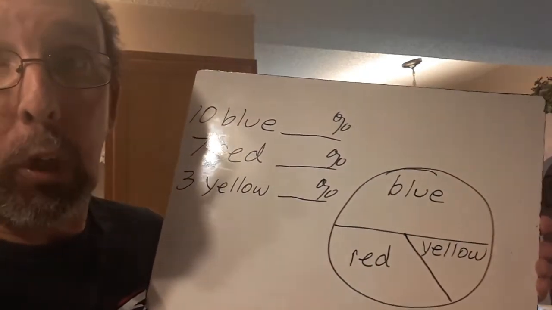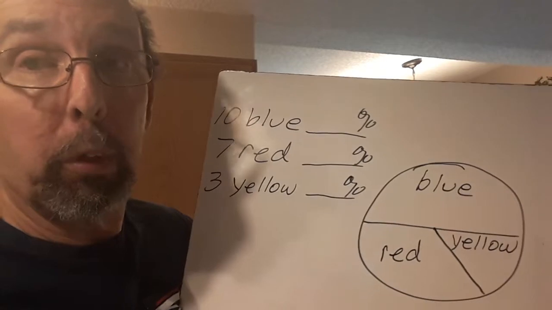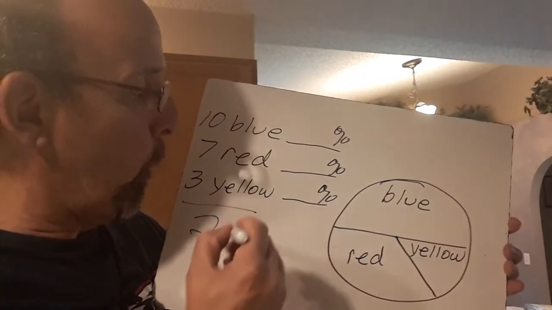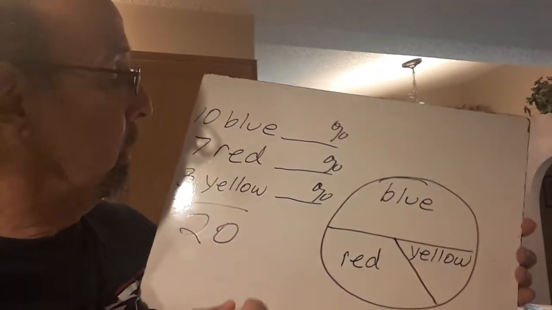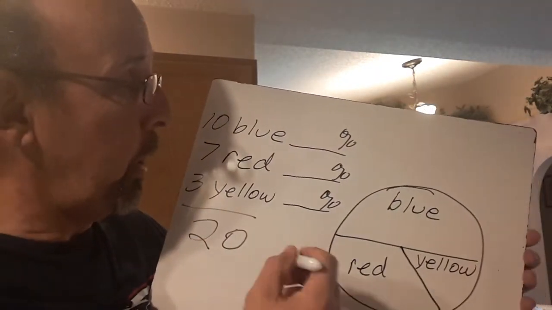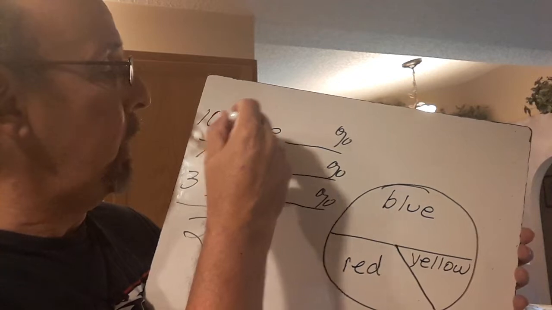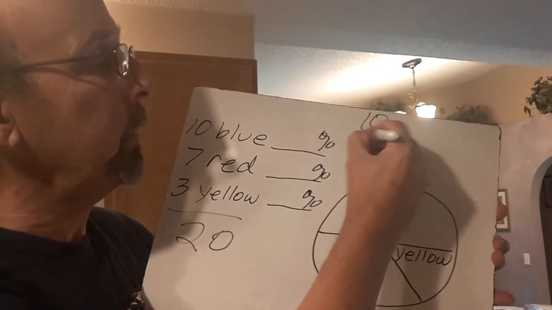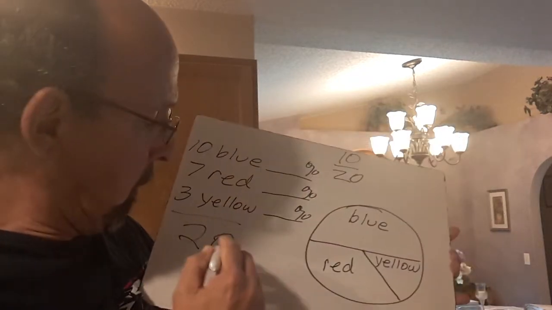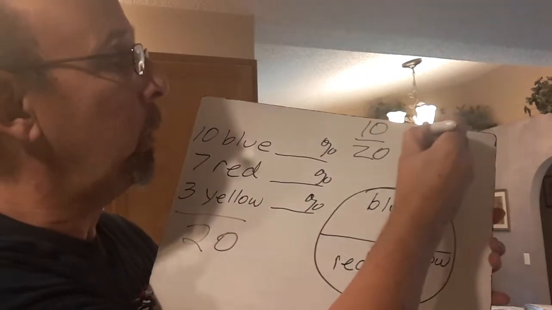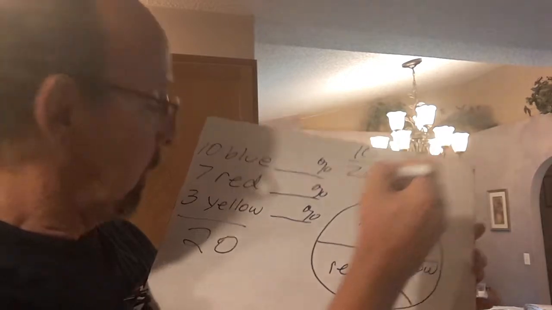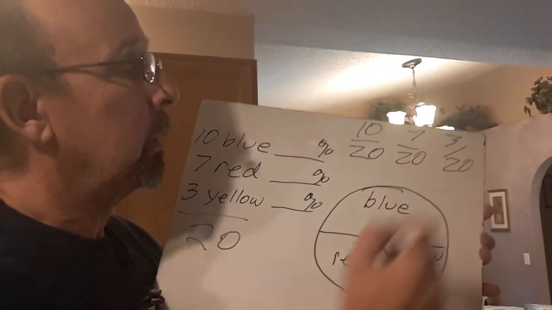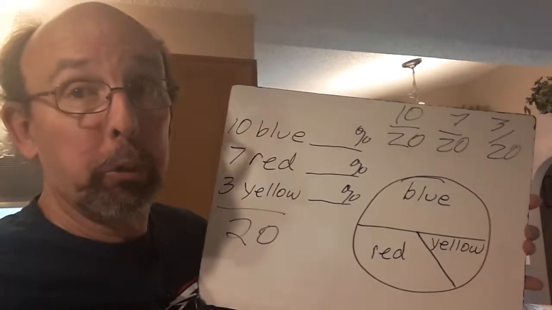Well, first you have to know the total number of marbles. And if you add these up, you come out with 20, correct? 17 and 3 is 20. So each one of these, 10 is what part of 20? You make a fraction out of each one. 10 out of 20, 7 out of 20, and 3 out of 20. And you change those to percents.